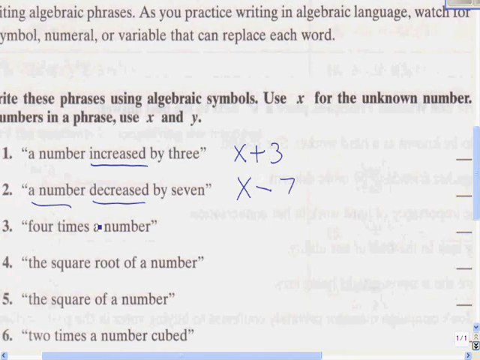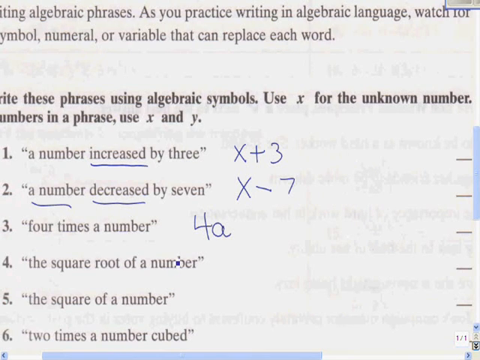Here we have 4 times a number. It's plain as it is. It's 4 times a number. We don't know what the number is, so it's just going to be 4a. In algebra, we don't write 4 times a. When we want to say 4 times a, we just write the 4 and the variable together, 4a. So 4 times a number is 4a.